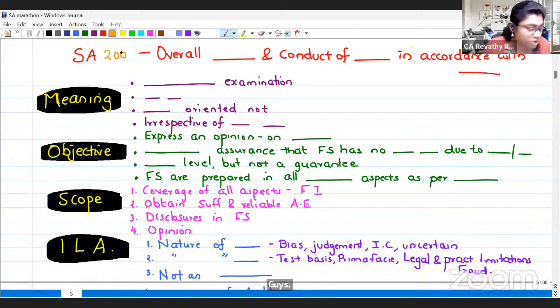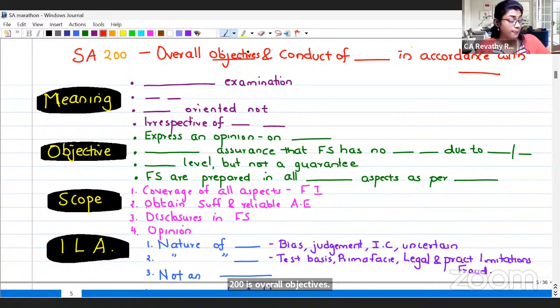SA 200. What is the name of 200? 200 is Overall Objectives of the Independent Auditor and the Conduct of an Audit in Accordance with Standards on Auditing. So this is the mother standard.